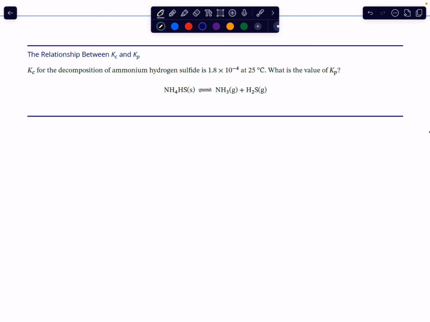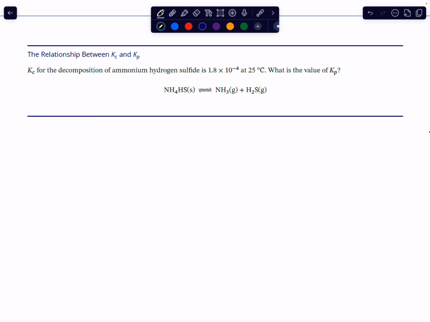Hello everyone, so let's look at how we can calculate or relate the Kc value to the Kp value. In this example, we're told that the Kc for the decomposition of ammonium hydrogen sulfide is 1.8 times 10 to the negative 4 at 25 degrees Celsius. Then we're asked to calculate the value of Kp. We're given an equilibrium: ammonium hydrogen sulfide, which is a solid, makes an equilibrium with ammonia and hydrogen sulfide.